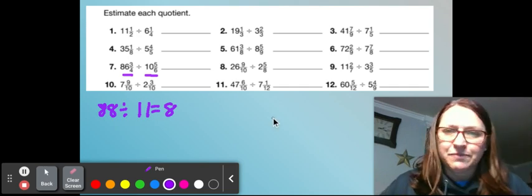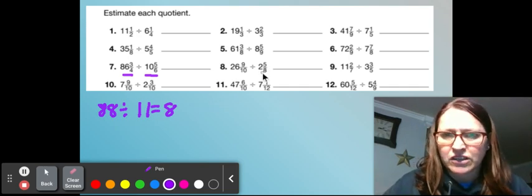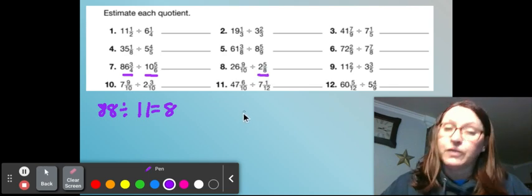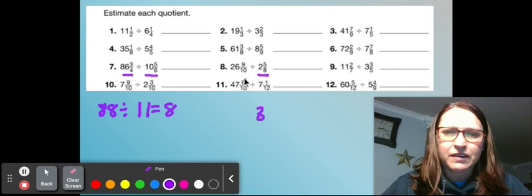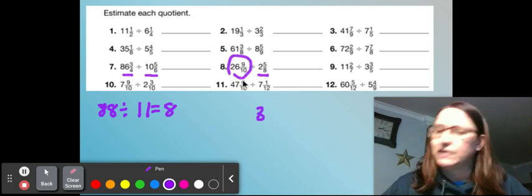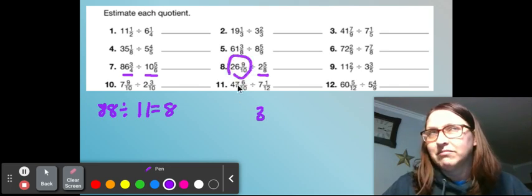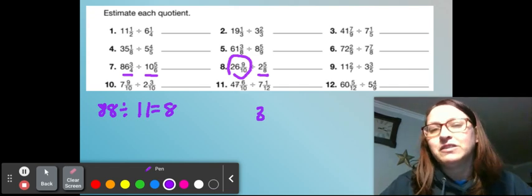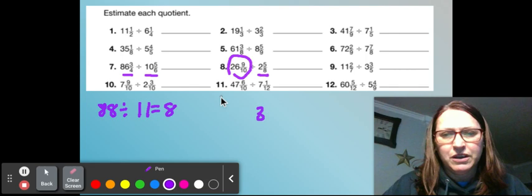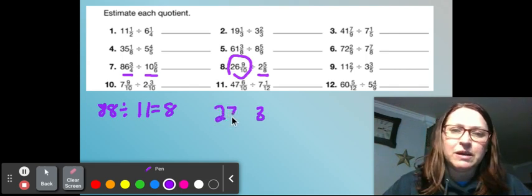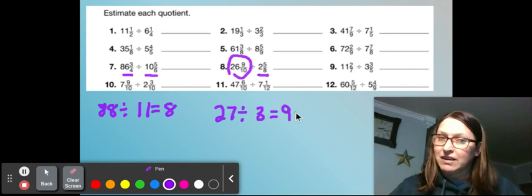Let's look at number 8. I have 26 and 9/10 and 2 and 5/8. Well, first look at the smaller one, 2 and 5/8. That's close to 3. So let me find something that's close to 26 and 9/10 that 3 goes into. 3 goes into 27. 3 times 9 is 27. So 27 divided by 3 equals 9.